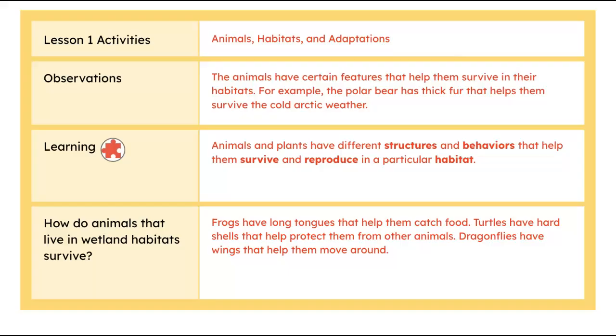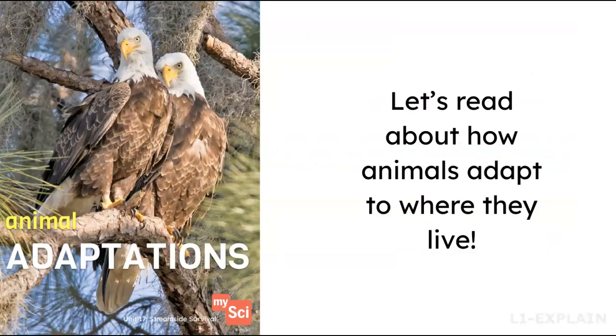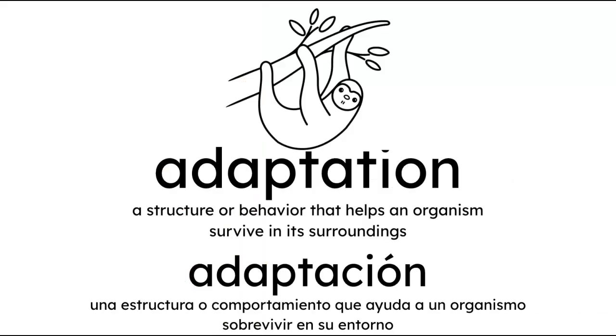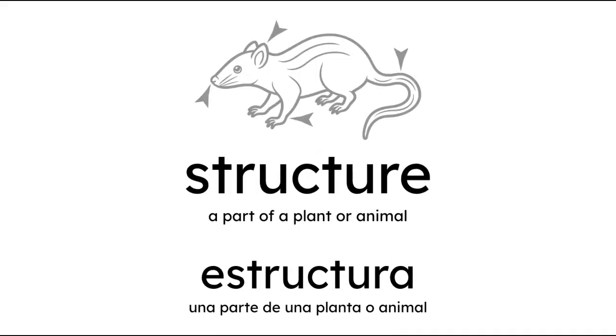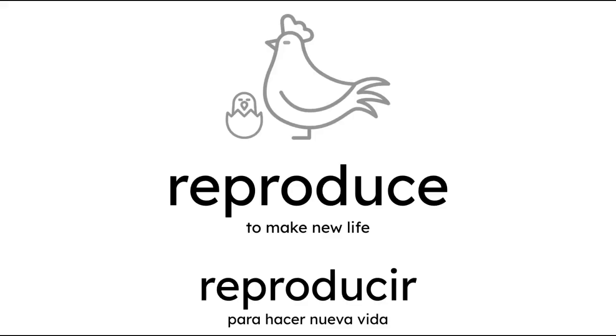You'll use the discussion to create the Lesson 1 summary chart. By the end of the discussion, students should understand that frogs have long tongues that help them catch food. Turtles have hard shells that help protect them from other animals, and dragonflies have wings that help them move around. During the discussion, you'll have students read MySci Animal Adaptations. After you read, you can post and discuss the adaptation, structure, behavior, and reproduce vocabulary cards.